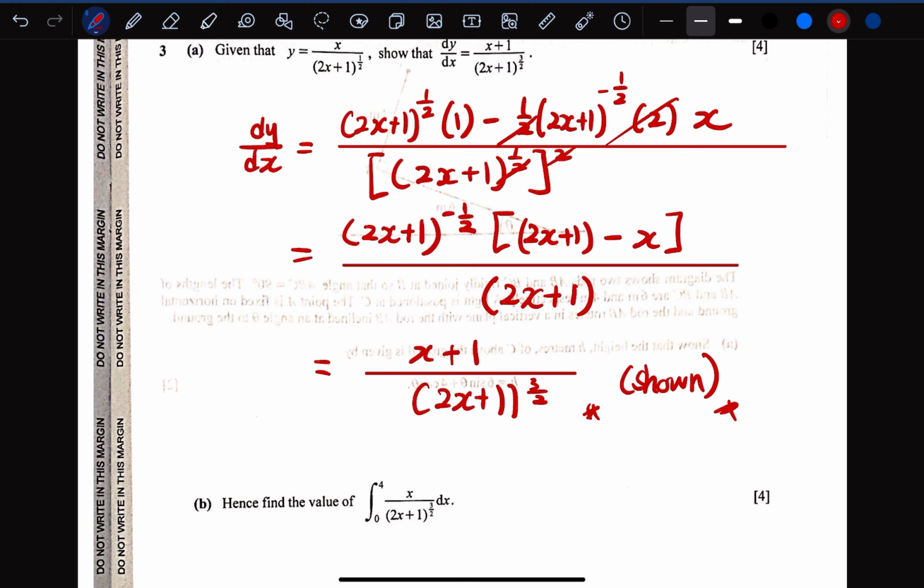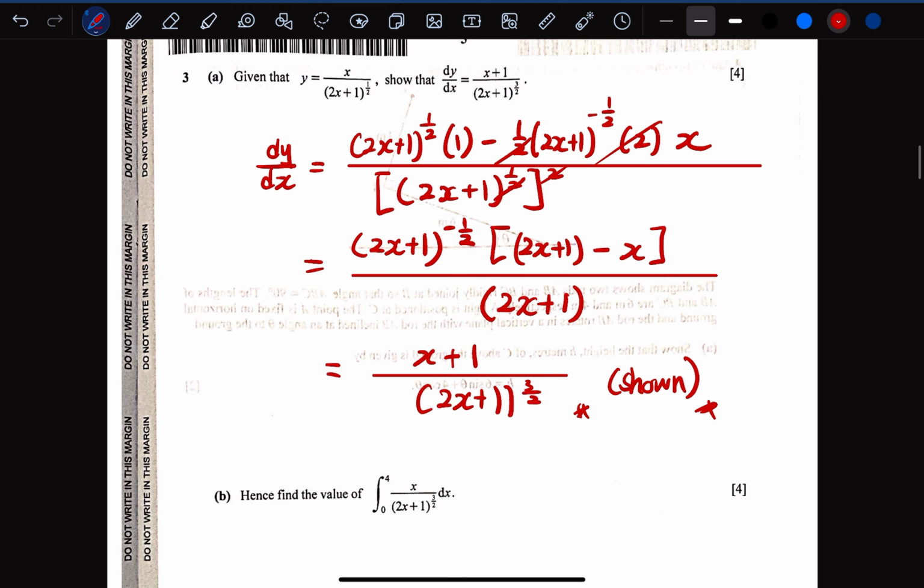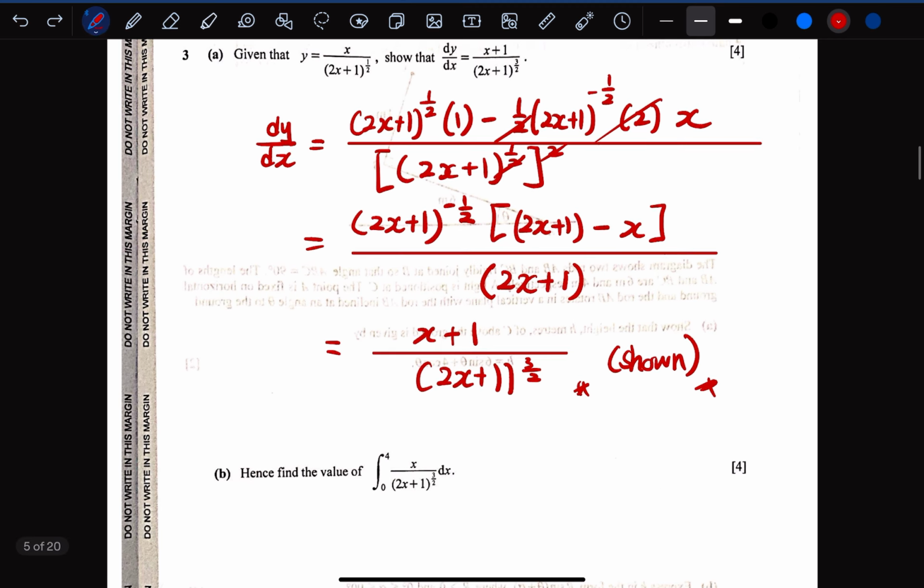Okay, so that's part A. So just make sure you're familiar with your quotient rule. Make sure you know that you need to factorize this out. Part B, they tell you, hence find the integral from 0 to 4 of x over 2x plus 1 to the power of 3 over 2.